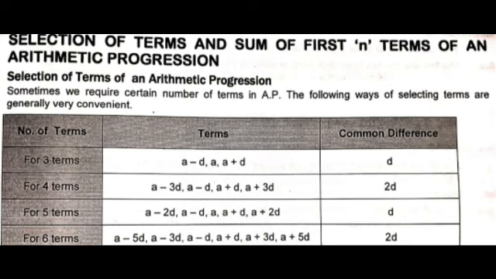If there is any situation while solving a problem where we need to consider four terms of an AP, then preferably we should go for this sequence. That is, first term as A minus 3D, second term A minus D, third term A plus D, and fourth term A plus 3D. Here the common difference is 2D. In the same way, following the same pattern, if we need five terms, then we should go for this sequence: A minus 2D, then A minus D, then A, then A plus D, and last is A plus 2D.